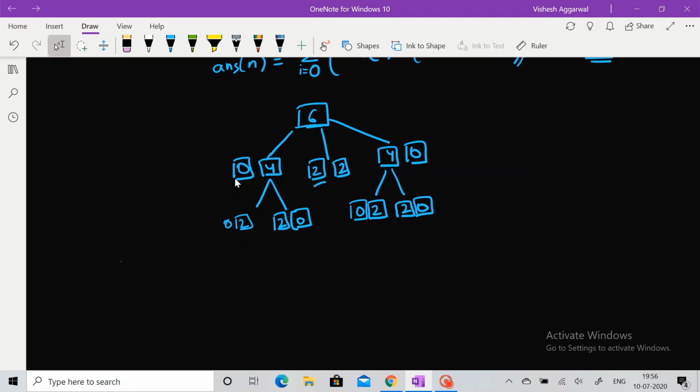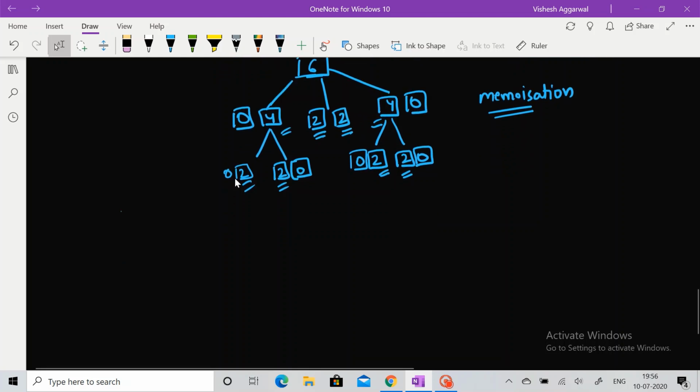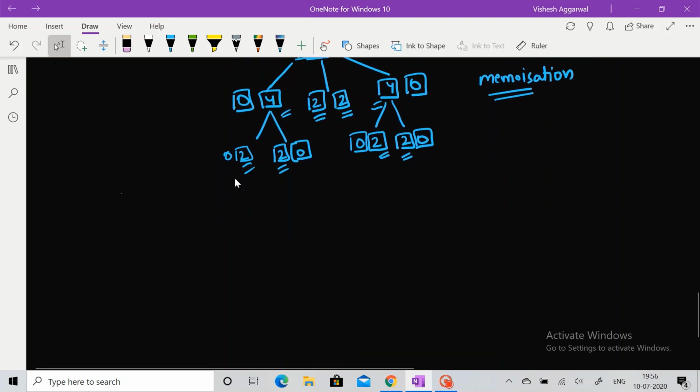As we can clearly see, there are overlapping subproblems in this recursion tree. So we can use memoization. We will store the answer for already calculated states, and in this way we can reduce the complexity of our algorithm. So let's see the complexity of this algorithm after memoization.